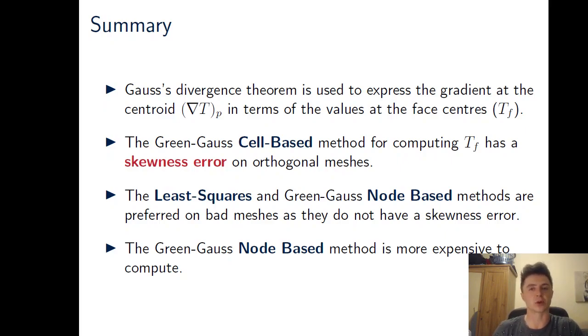And the cell-based approach can lead to a skewness error if the mesh is of low quality. And so for that reason, it's recommended in the Fluent manual and by many CFD codes that if the mesh is bad, you should go for a least squares or a node-based approach, as this will not have a large skewness error. However, it's worth noting that the node-based approach is more expensive.